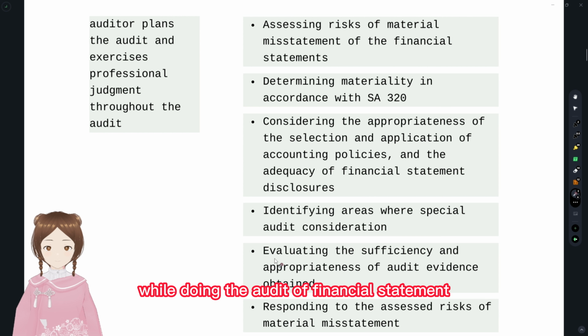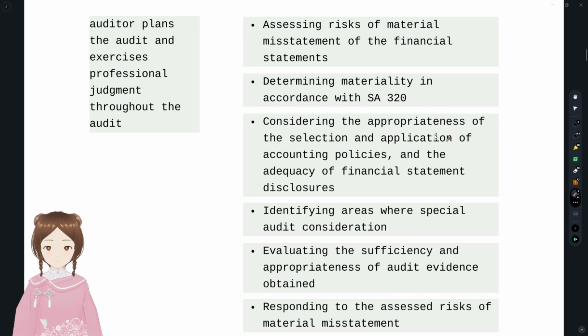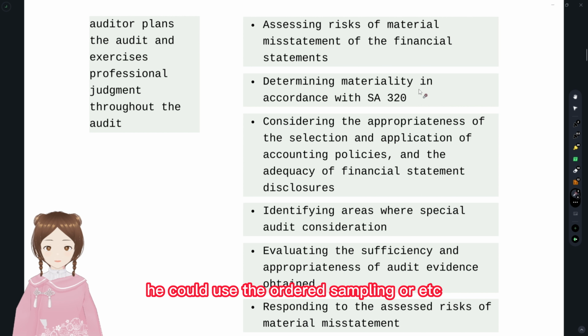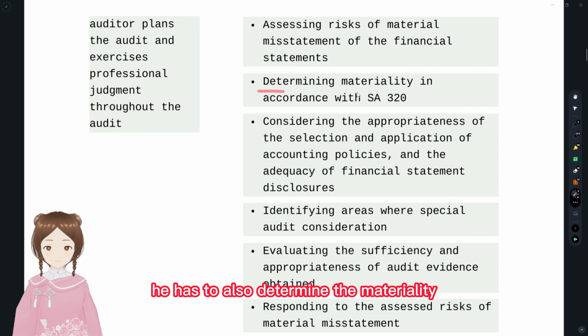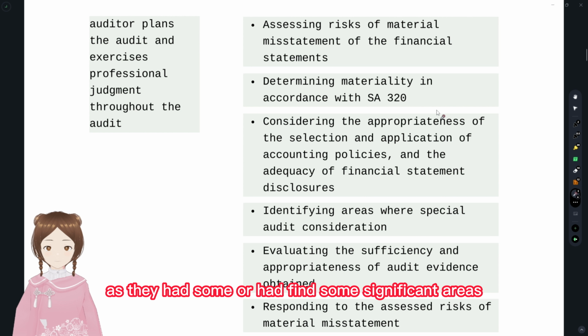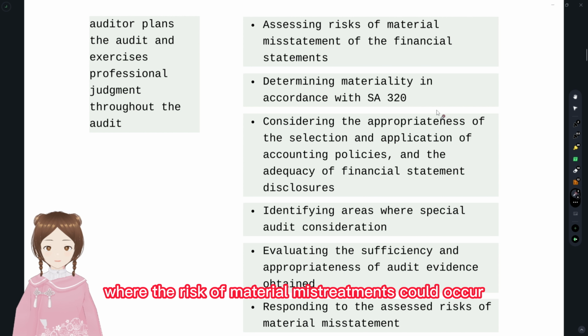While doing the audit of financial statements, the main duty of the auditor is to obtain sufficient and appropriate audit evidence, while evaluating the sufficiency and appropriateness of the audit evidence obtained. And he has to respond to the assessed risk of material misstatements with regards to SA 315. And he has to determine, when there is risk and while obtaining audit evidence, whether he could use audit sampling or other methods. Right? Then in that situation, he has to also determine the materiality as per SA 320, as they have found some significant areas where the risk of material misstatements could occur.